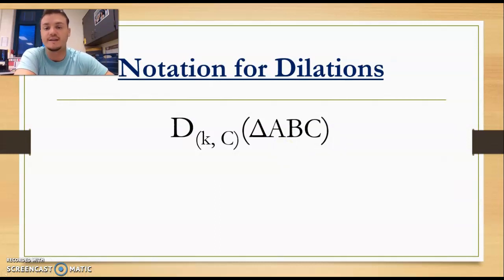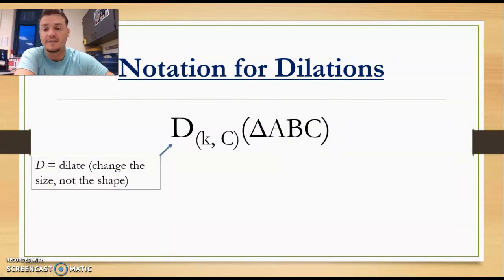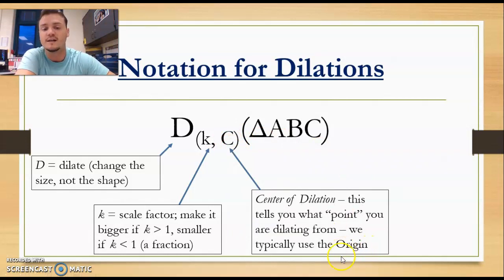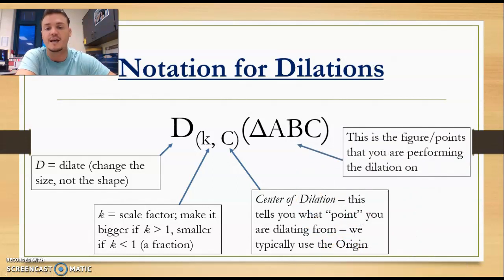Now, the notation for dilation is pretty similar to what we looked at before. We've got the capital D, which stands for dilate, which changes the size, not the shape. We have that K value, or whatever number or fraction is there. That tells you if you're going to make it bigger or smaller depending on whatever number it is. If it's a fraction, it's going to be smaller. If it's bigger than 1, then it's going to be bigger. The C stands for the center of dilation. We are typically going to use the origin, but we will also dilate from other points. So stay tuned for that. And then as always, whatever comes after everything is the figure that you are dilating.